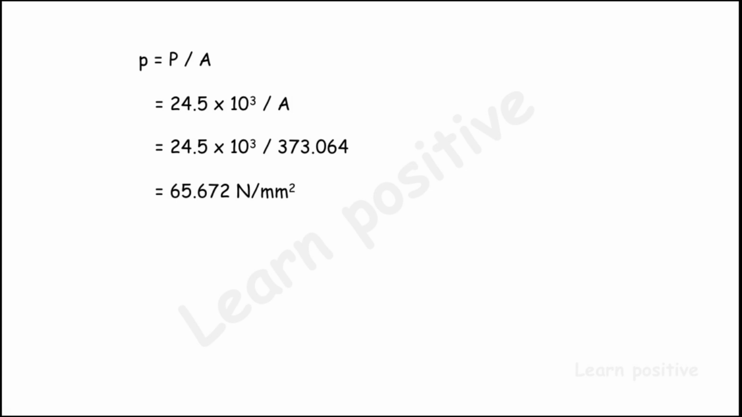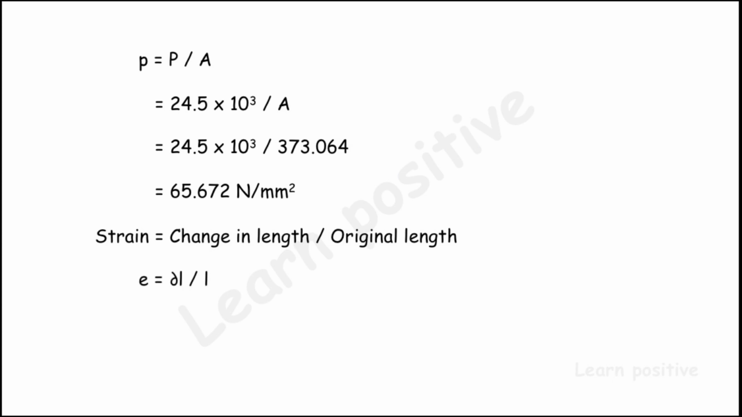We found the value of stress, and now I am going to find the value of strain. The formula of strain is change in length by original length. So that is del L by small l. The value of del L is 0.15 and small l is 300. So 0.15 divided by 300 is 0.0005. This is the value of strain. Now we have the answer of stress and strain.